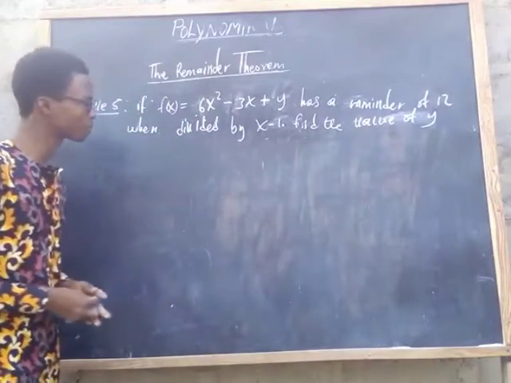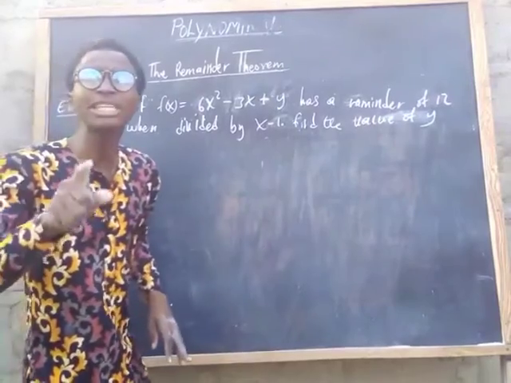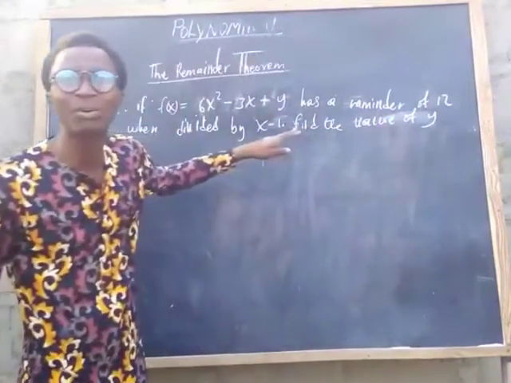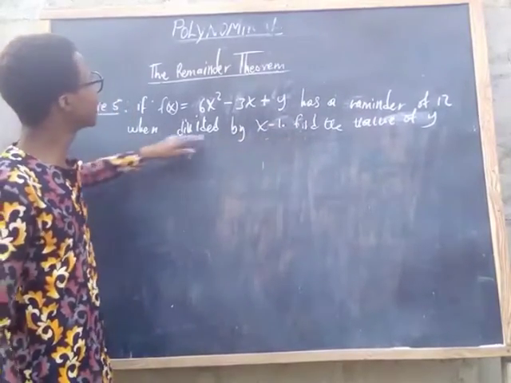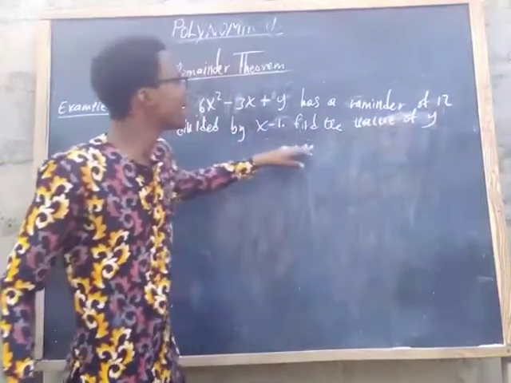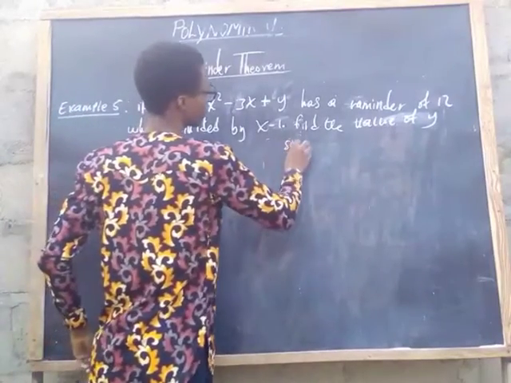What are you going to do? Here, remember, they gave us the remainder in the question. They said it has a remainder of 12. So the remainder is there in the question. So you must note, anytime they give you the remainder. So now if they divide this one into this, you will get a remainder of 12. Now they ask you to find the value of y. How are you going to do it? We say solution.